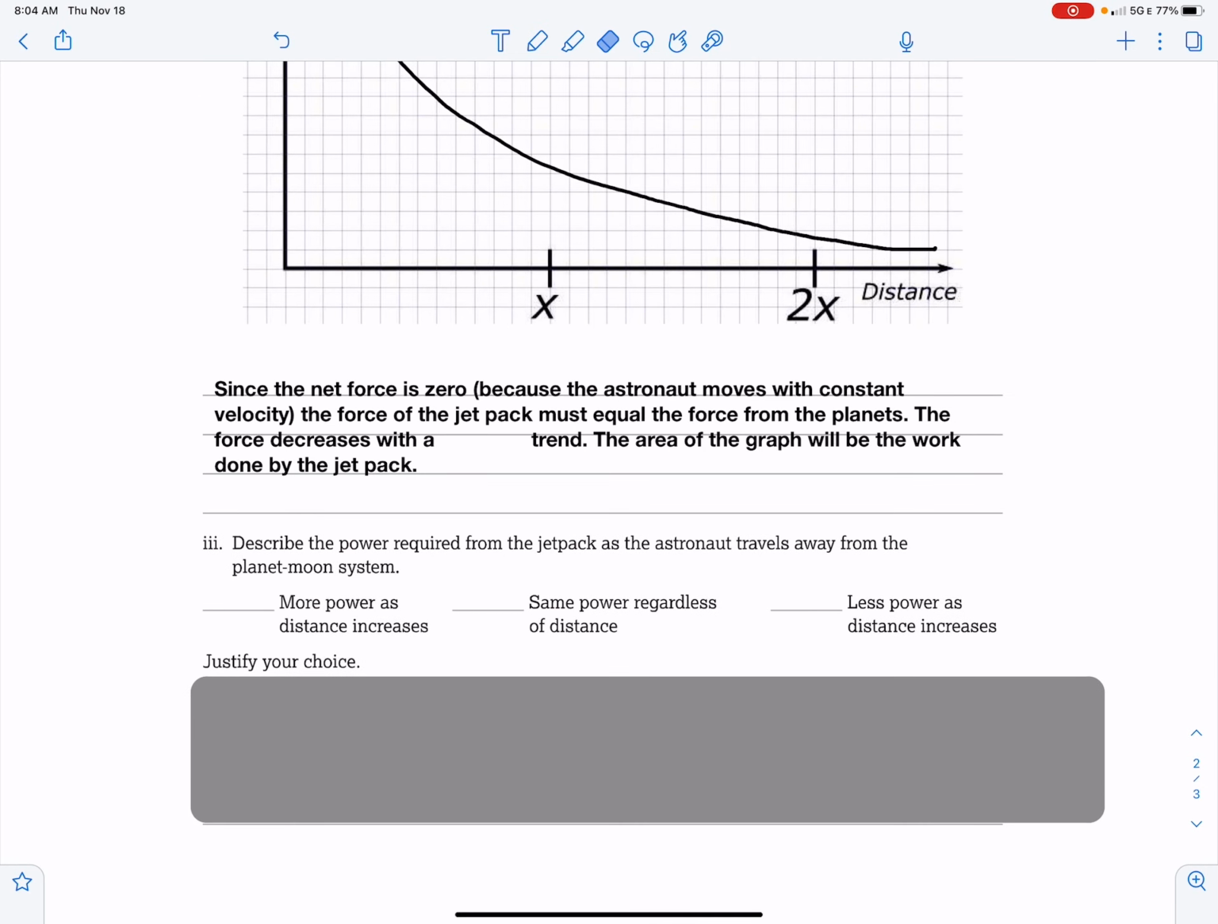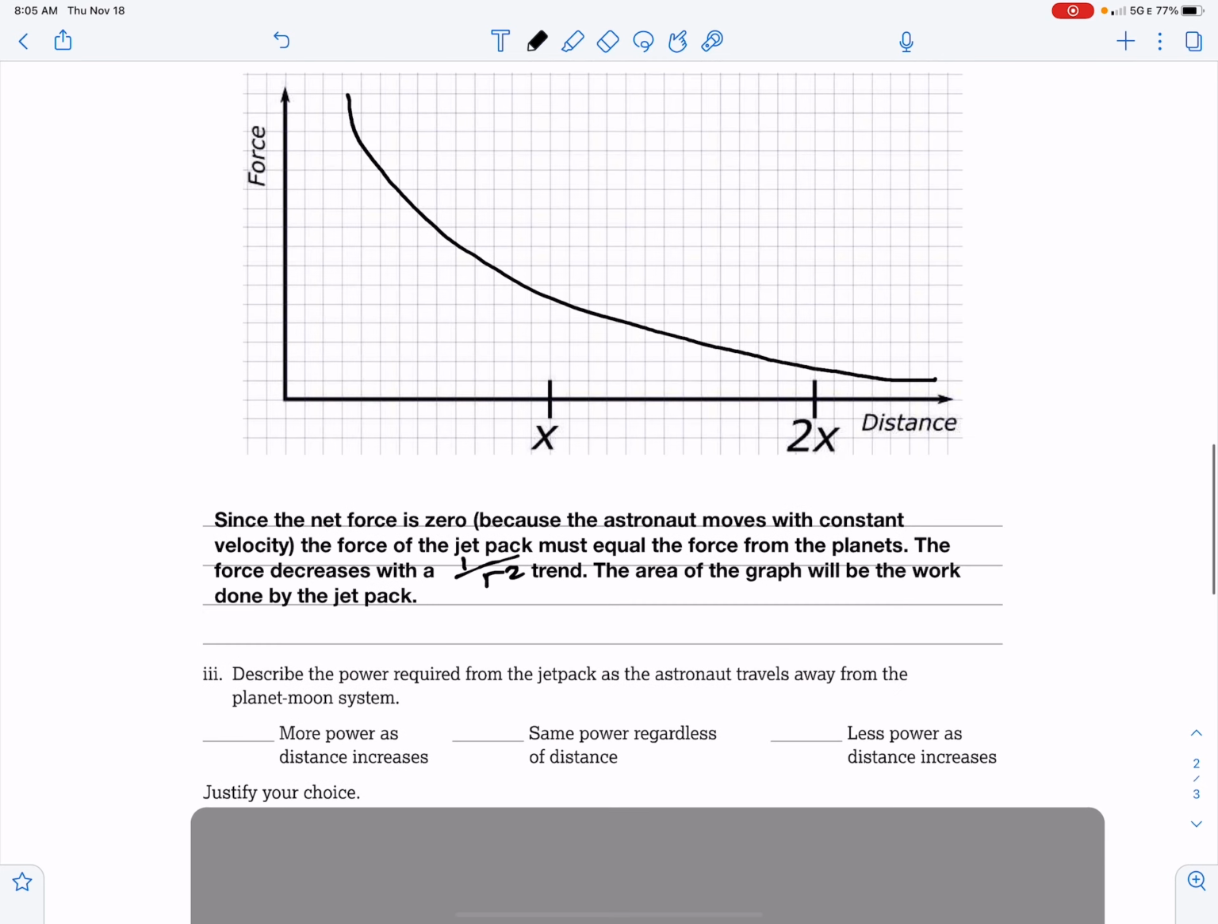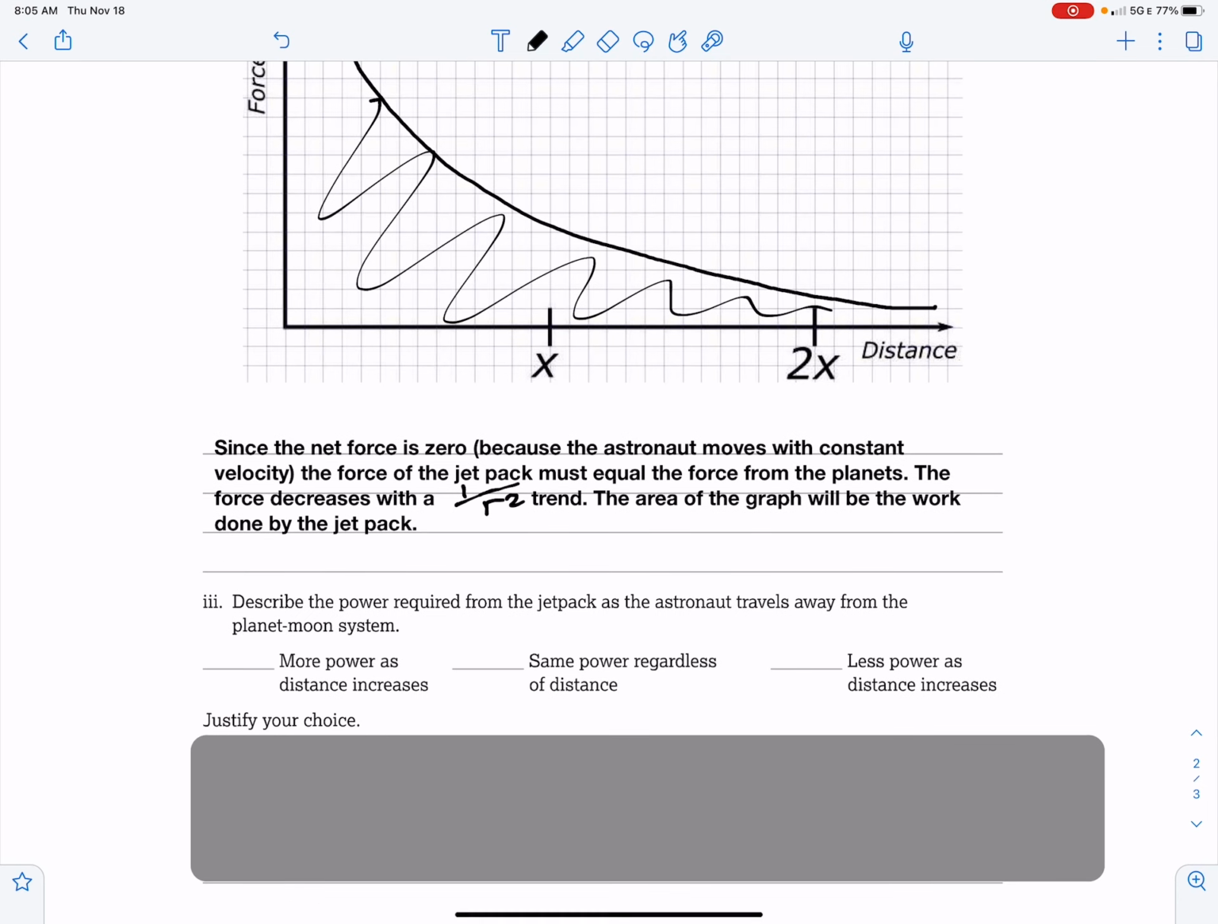Since the net force is 0, the force from the jetpack must equal the force from the planets. The force decreases with a 1 over r squared trend. The area underneath this graph represents the work done by the jetpack.